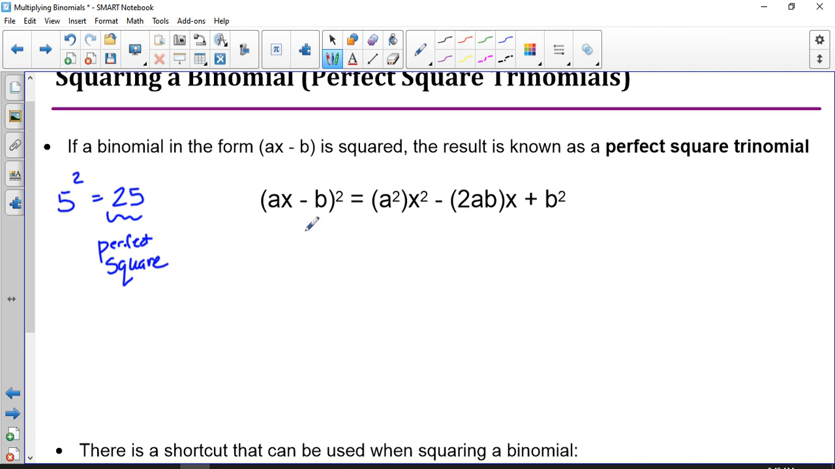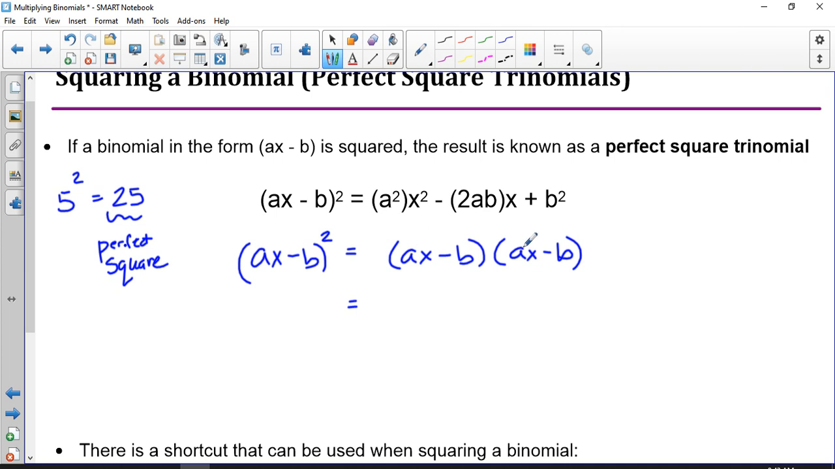So for example, if we have something like ax minus b and we square it, we end up getting this expression. I'm going to show you how I got this, and then I will also do one with some numbers. So (ax minus b) squared would be the same thing as taking ax minus b and multiplying it by another ax minus b. Now I can multiply these two binomials using the FOIL strategy.